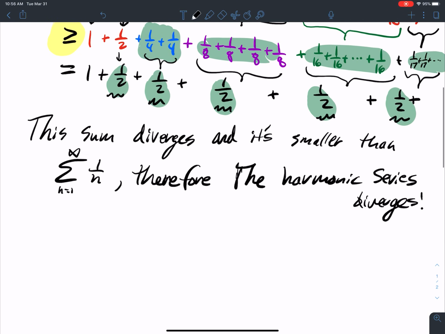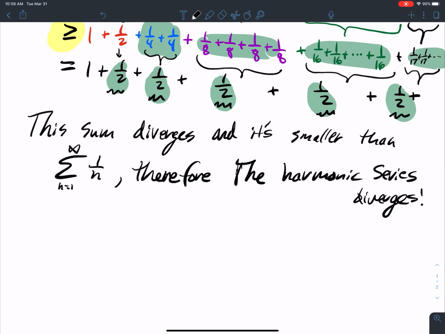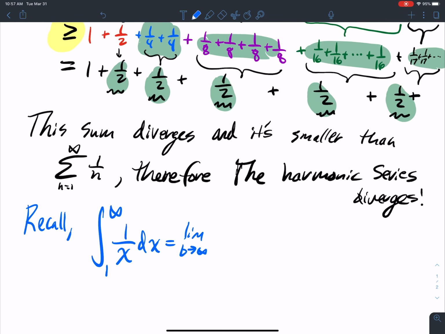Okay? Now, recall the integral from 1 to infinity of 1 over x dx. This is equal to the limit as b goes to infinity of the integral from 1 to b of x to the negative 1 dx, which is equal to what?